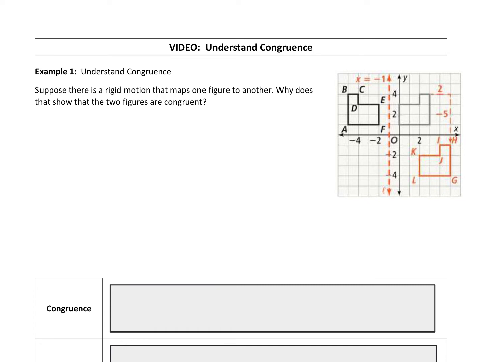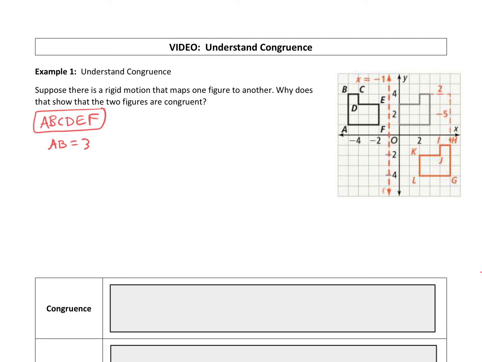Rigid motions will preserve length and measure. So let's identify the length and the angle measures of these figures. So in figure A, B, C, D, E, F, the lengths of those sides, we can just quickly count. Side AB has a length of 3, and I'm just counting from A to B is 1, 2, 3.